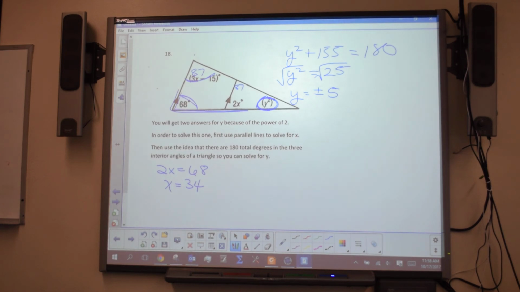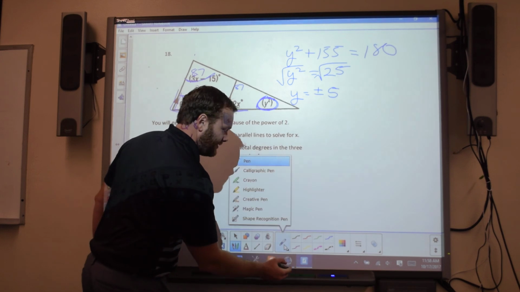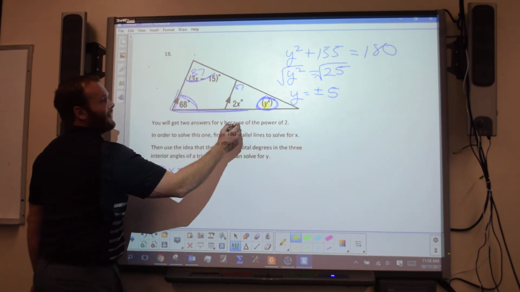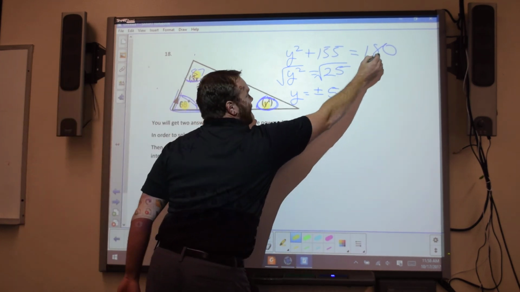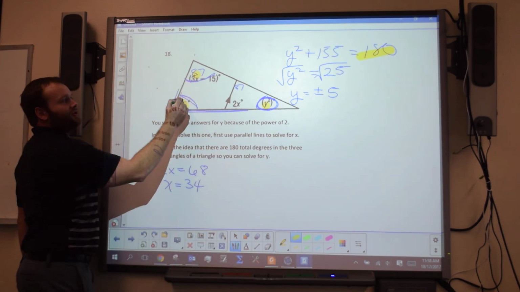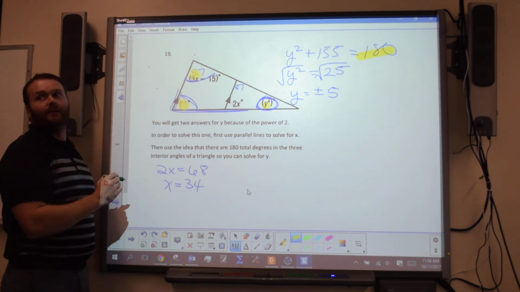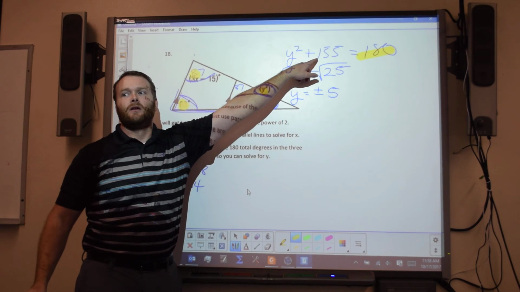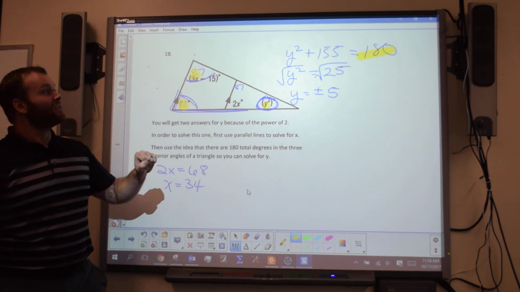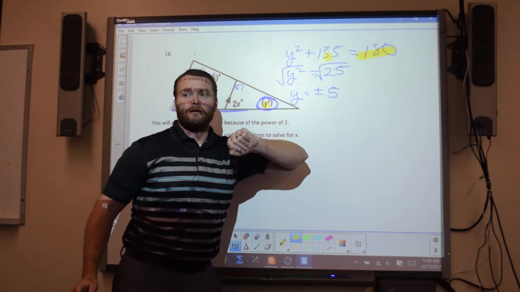How did you get the 155? We took, because we've got, let's see here, these three angles should add up to that 180, right? Yeah. And we've got these two, which are 68 and 87, and we add those together, it gives us the 155. Okay, and then how did you get the 25? So I just moved the 155 over.